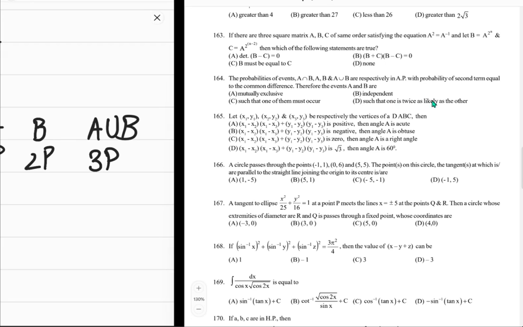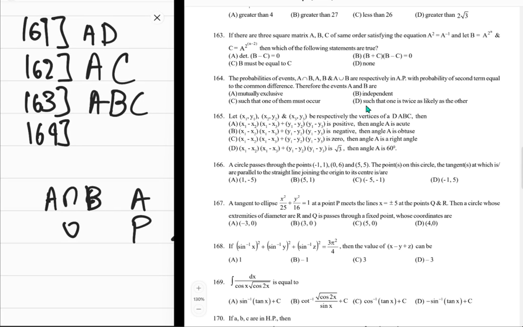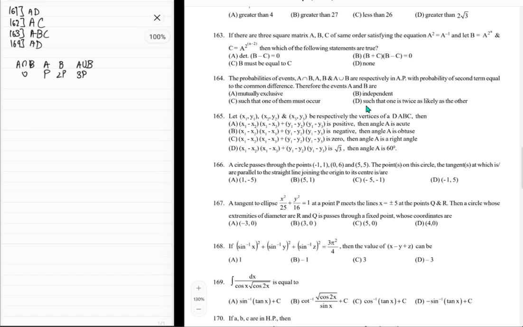Such that one is twice as likely as the other. Yes, that's very correct. So for 164, D and AB or DB. Next, 165.